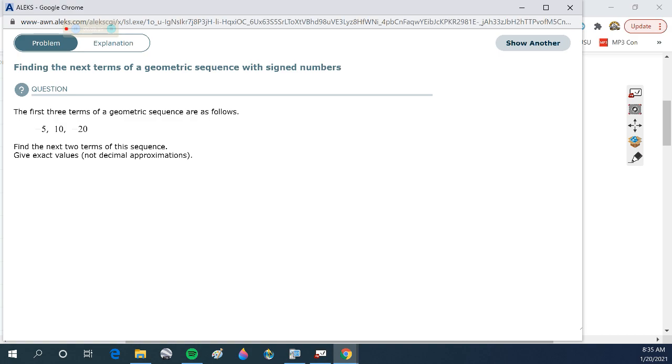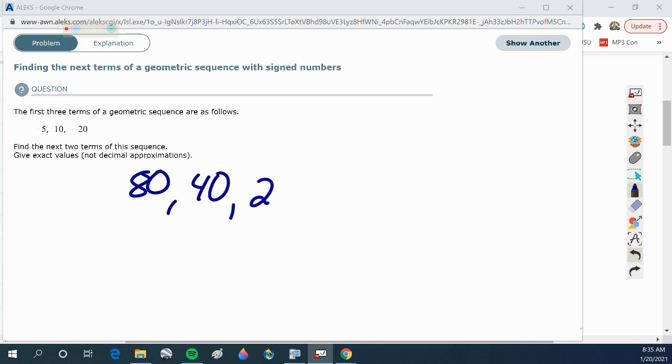Okay, this one looks a little trickier. How do we get from -5 to 10? Times by -2. Good job. So what comes after -20? +40, and the next one? -80. Okay, what if it was this? What's the pattern? Good. It looks like divide by 2, which it is. But when we're dealing with sequences, we never talk about division. We always talk about multiplication. So how do we get from 80 to 40 using multiplication? Times by half. So what would the next 2 numbers be? 10 and 5. Okay?